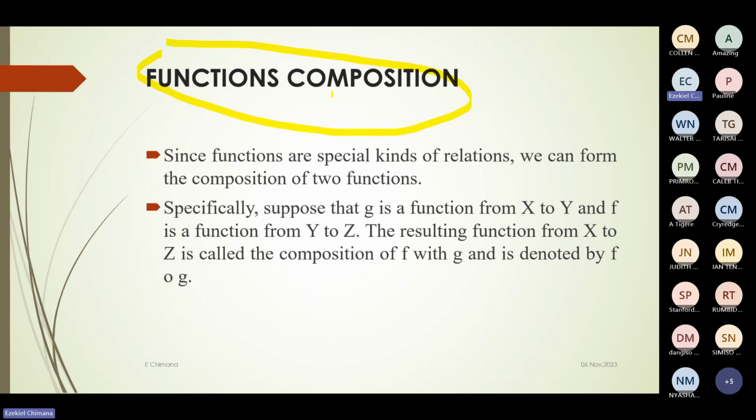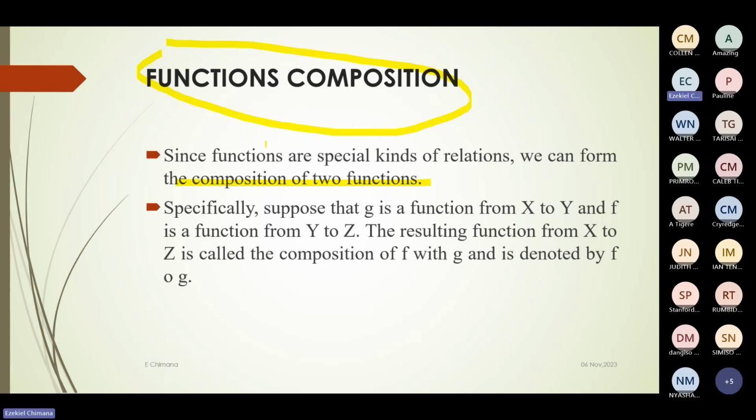Okay, so let's talk about function compositions. Since functions are special kinds of relations, we can form the composition of two functions, right? Remember, we have actually managed to also form the compositions of relations. So we can also do it on functions.